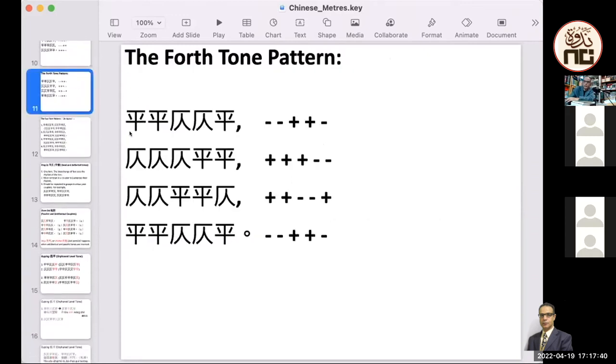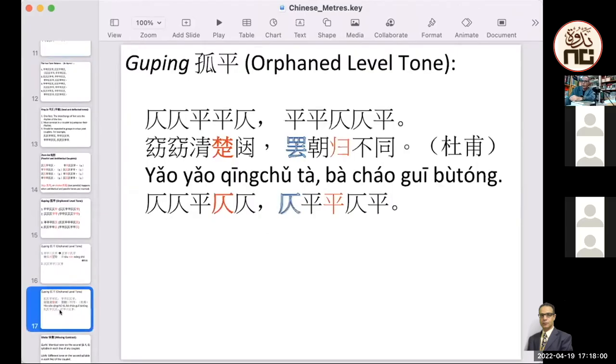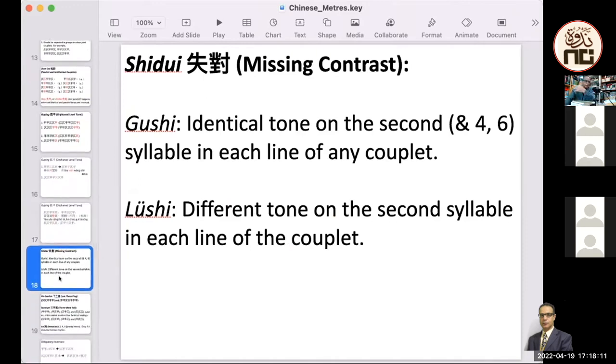Like here, for example, the 2nd tone is different in the first line from the 3rd line. The 3rd and the 4th should be matching. So this is antithesis, this is parallel. And then the 3rd and the 4th come back to change again. Okay? So when we miss this antithesis, this is called shutui, missing contrast or missing antithesis.